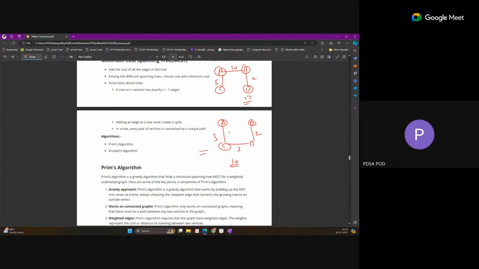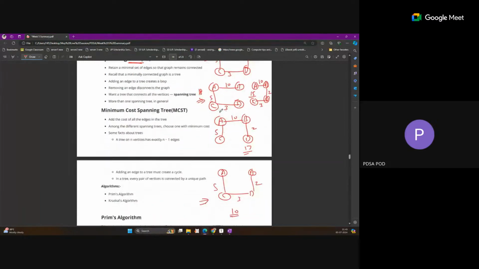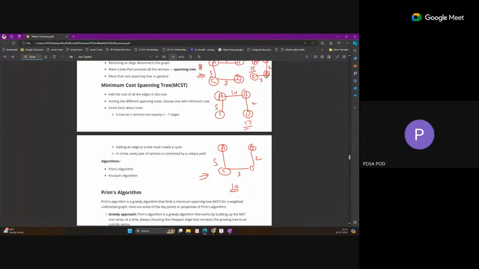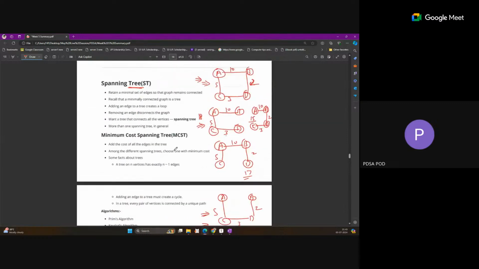So you can see here, there are 4 possible spanning trees for this graph. If we remove one edge from the graph each time, we get 4 different spanning trees, and among these 4 we get the cost 10 on this spanning tree. So this is called a minimum cost spanning tree, MCST, sometimes MST. And how can we find this minimum cost spanning tree from the graph? This is our task.